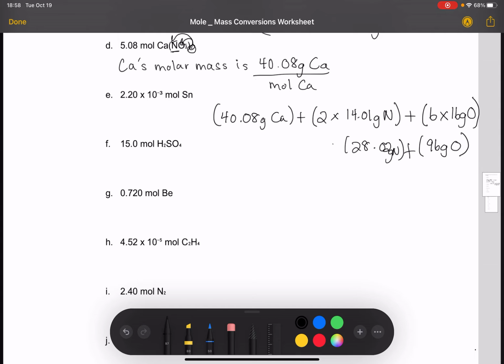I'll leave myself room here. And then we've got our regular 40.08 grams of calcium. My handwriting is not much better on this. Let's do a quick math: 40.08 plus 28.02 plus 96 equals, drum roll, 164.1 grams of what? Of calcium nitrate.